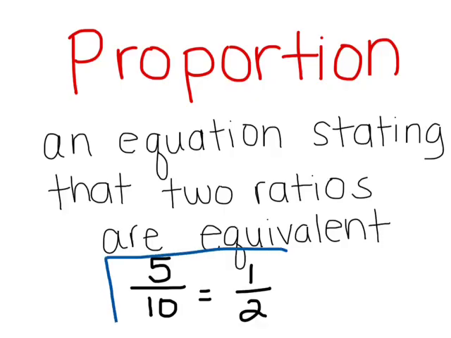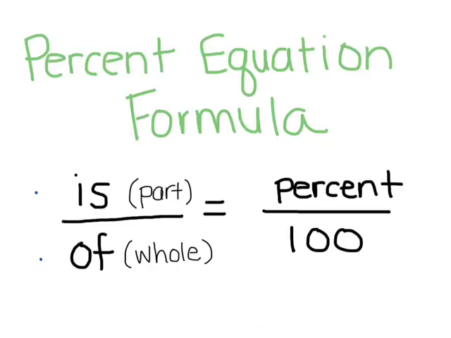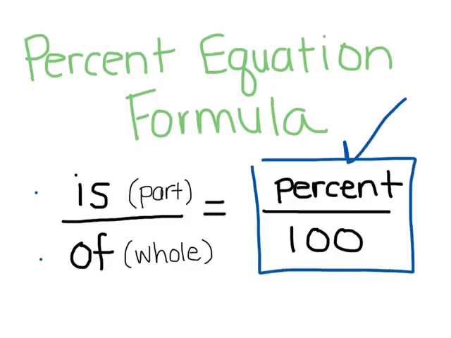So we're going to work on setting up proportions from word problems today. Here's the percent equation formula you should remember using from last year. We have is over of, and percent over 100. Remember, percent is always a number out of 100, so percent should always go here, right over the 100. Then we have the part over the whole. So let's review finding each of these in a word problem.